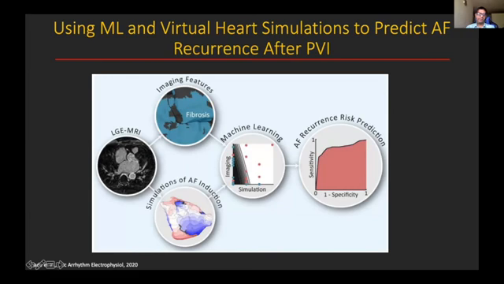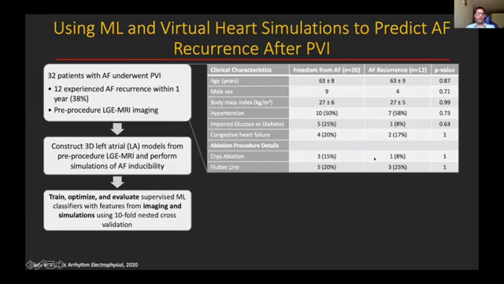So the pipeline is again the same. We have the MRI images, we get the imaging features, we get the simulation features, put it through a machine learning classifier, and then predict the recurrence of AF. In this study, we used 32 patients that had AF. They underwent pulmonary vein isolation. 12 of these 32 patients had recurrence within a year.